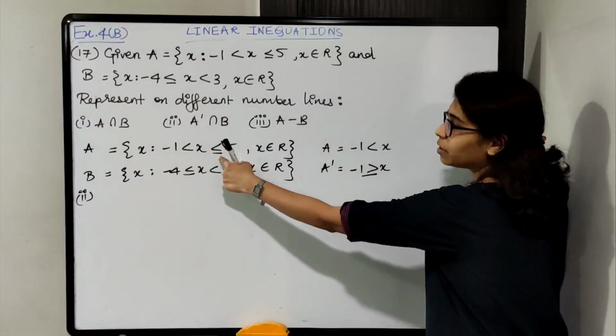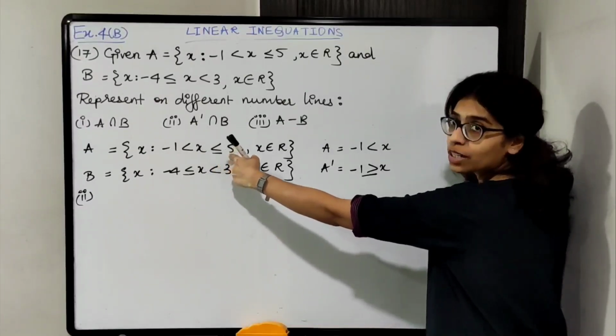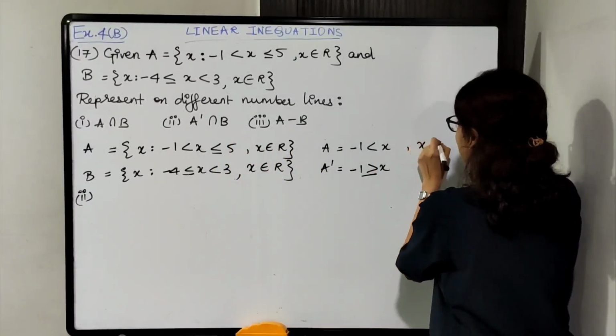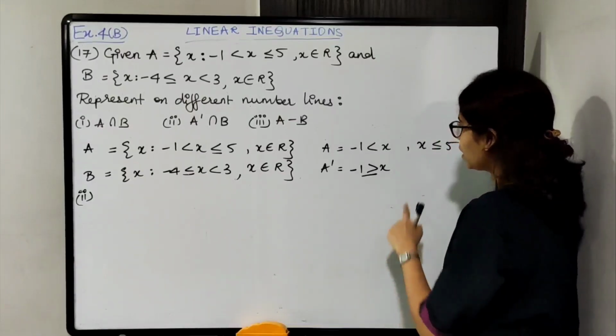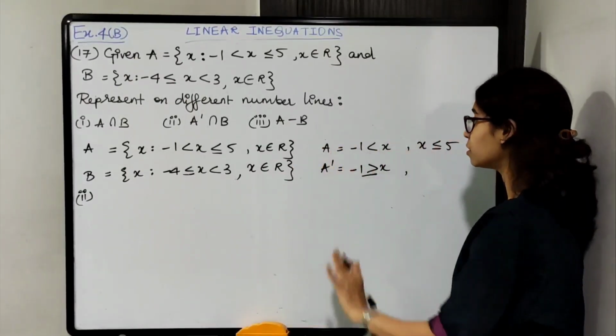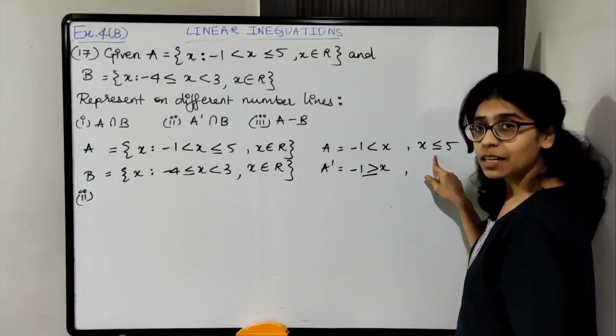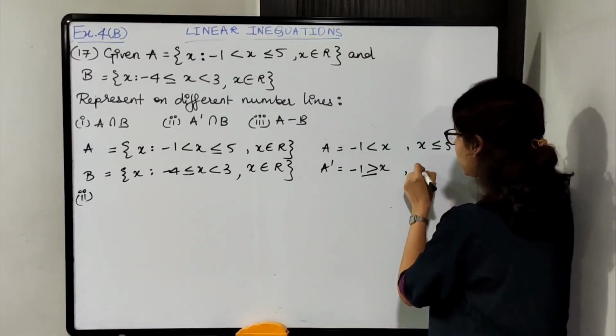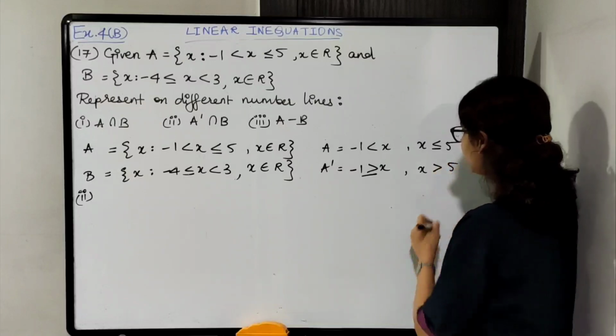Now the other range, x is less than or equal to 5. So x is less than or equal to 5. A dash में क्या हो जाएगा? This is rough work part students, this is for rough work. So reverse the sign. x is less than or equal to 5, it will be greater than 5.